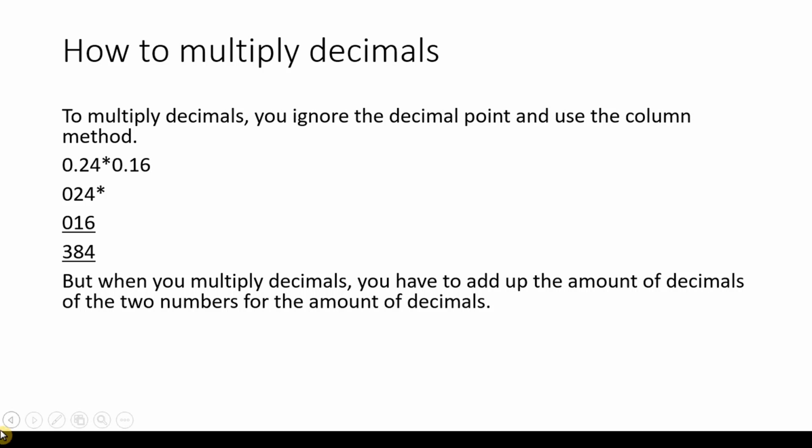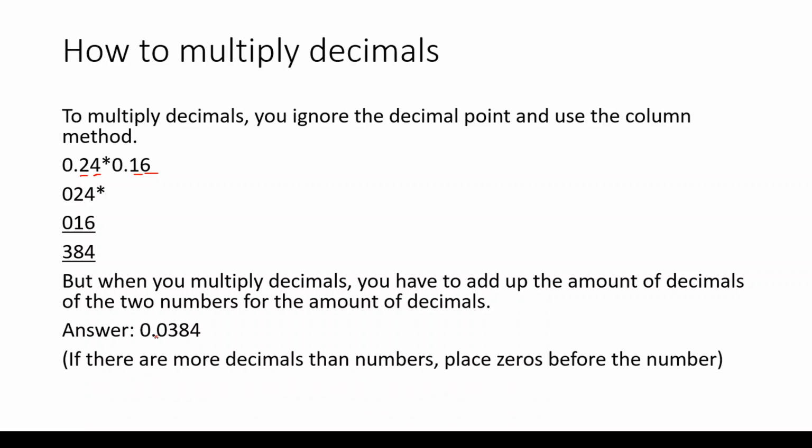That might seem a lot of information, but it's pretty much just this. 1, 2, 3, 4. In your answer, 1, 2, 3, 4. As simple as that. And if there are more decimals than numbers, like you have 4, you need 4 here, but you only have 3 here, you just place a 0 before the first significant figure, which I will cover in next week's video.